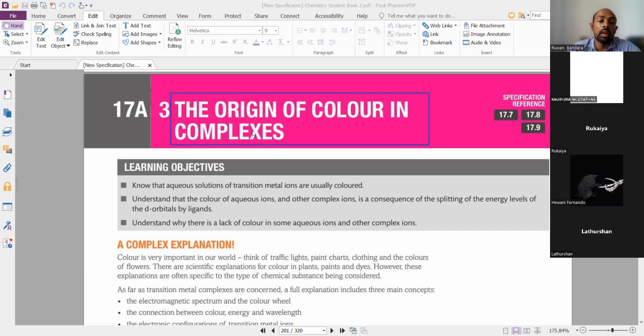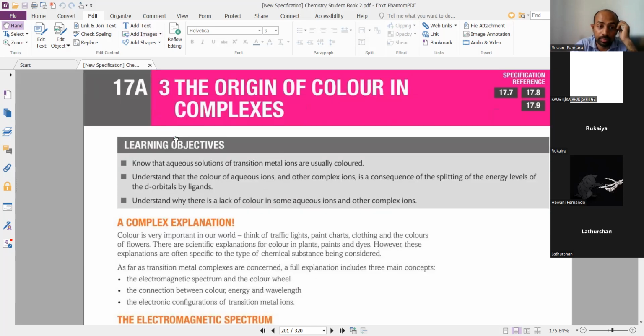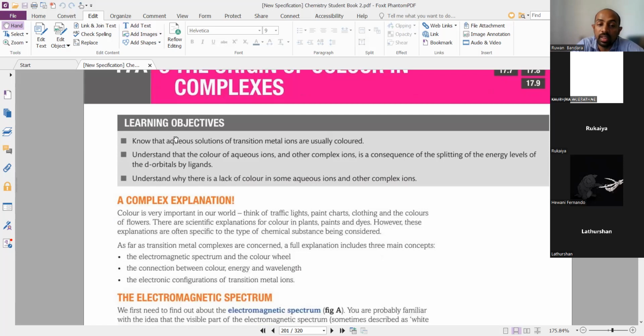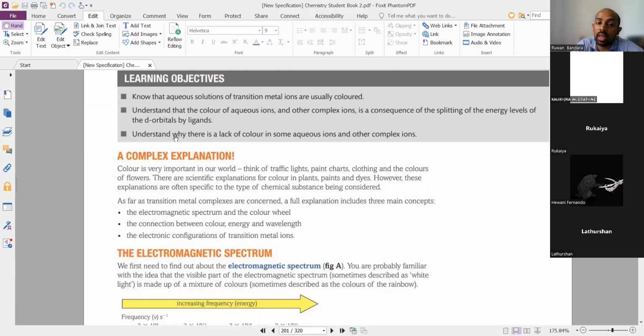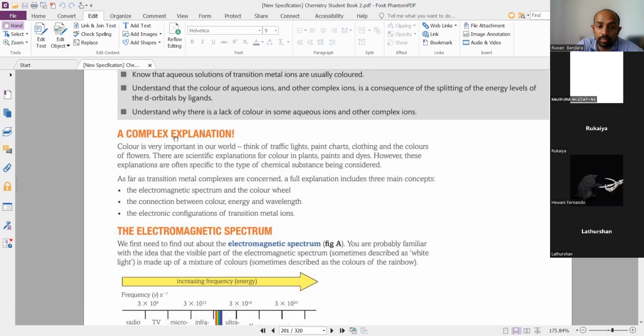Okay. Origin of the color in the complexes is a very important topic, right? So first of all, we have to have a good explanation about this. Again, you have to learn this color formation by heart, right?